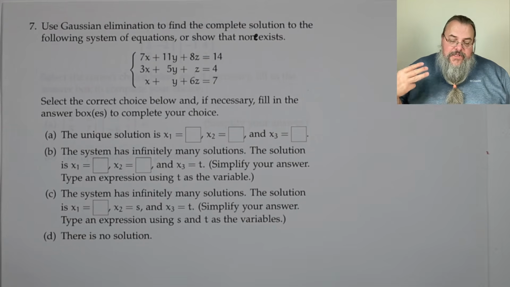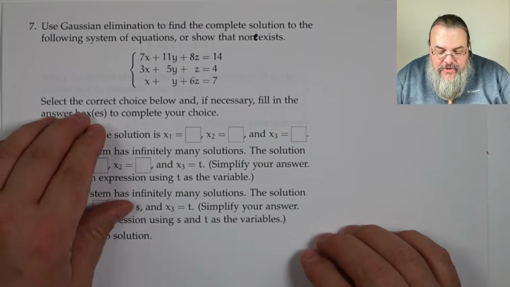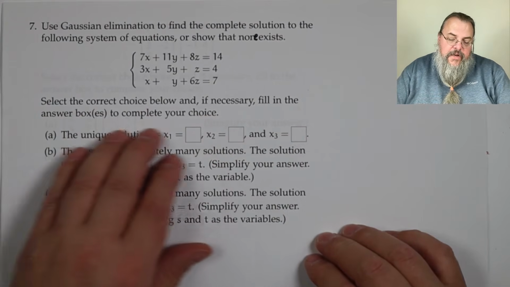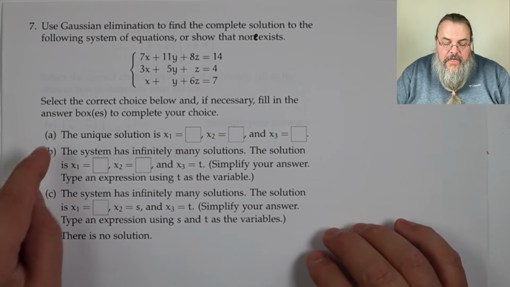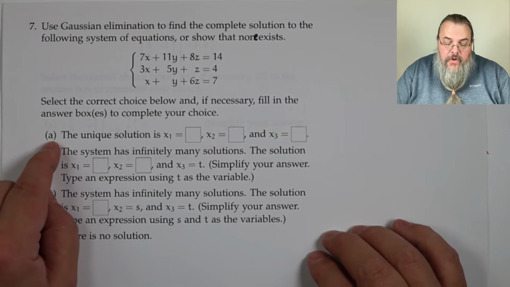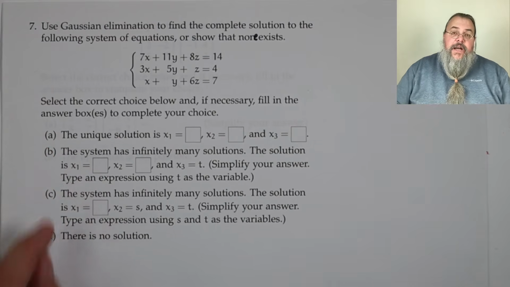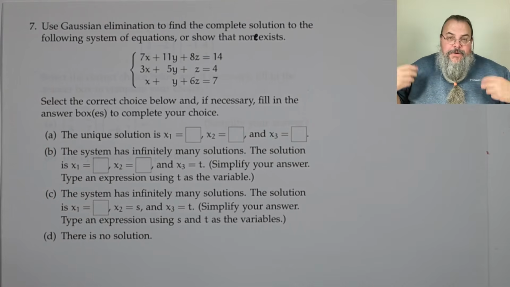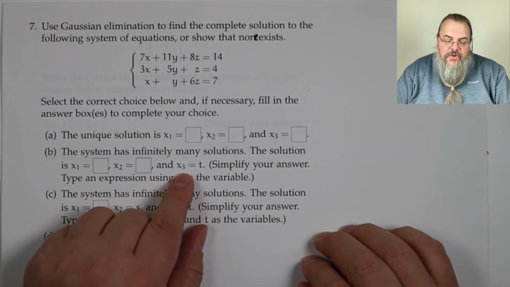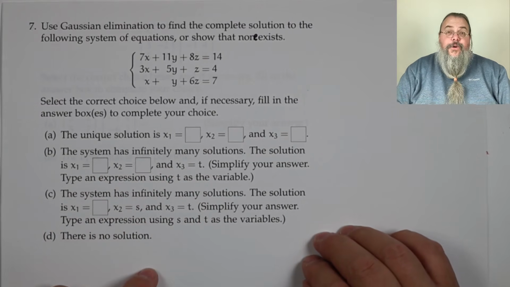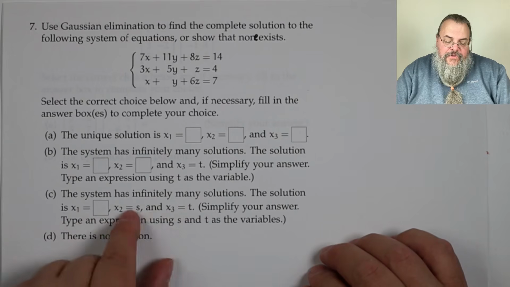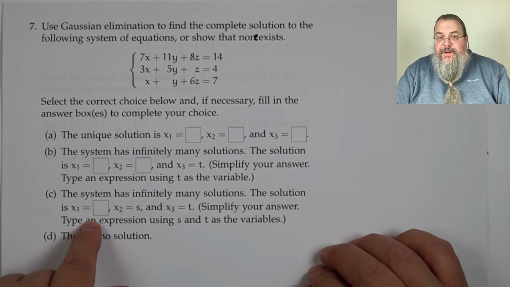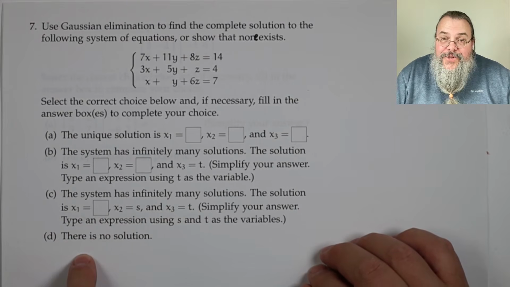All right, so we have 3 equations, 3 unknowns. Select the correct choice below, and if necessary, fill in the answer boxes to complete your choice. Now, there's a couple of things that could happen. We could get a unique solution, which is option A. We could have infinitely many solutions, but have what's called 1 degree of freedom, which means that essentially there's one choice we get to make, and then you can make x3 your free choice, and x1 and x2 are dependent. Or we could have 2 degrees of freedom, which would say x2 and x3 are free choices, and x1 is dependent on the other 2, or there could be no solution.